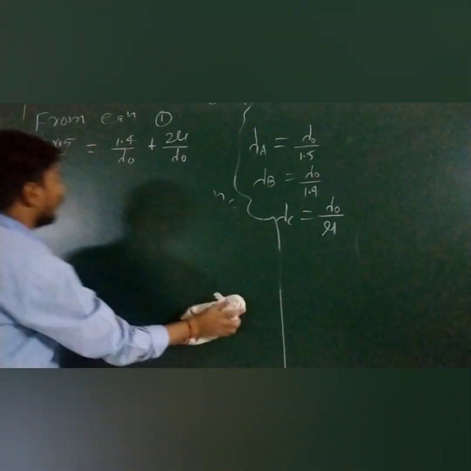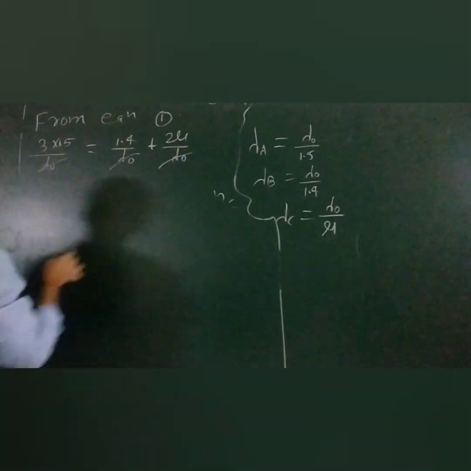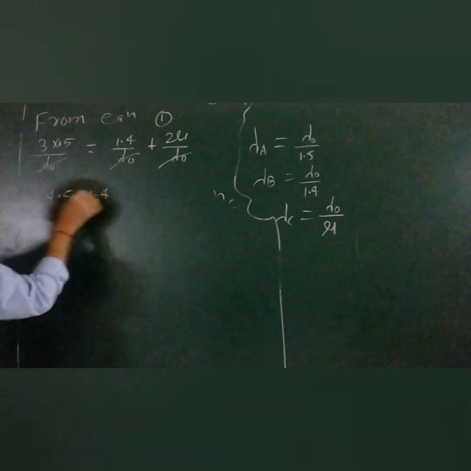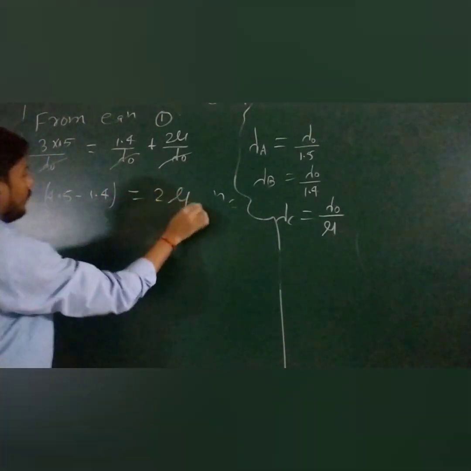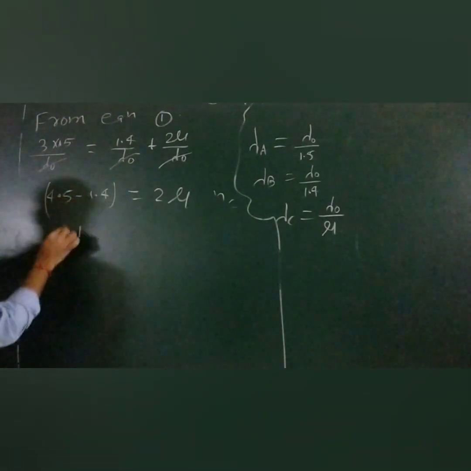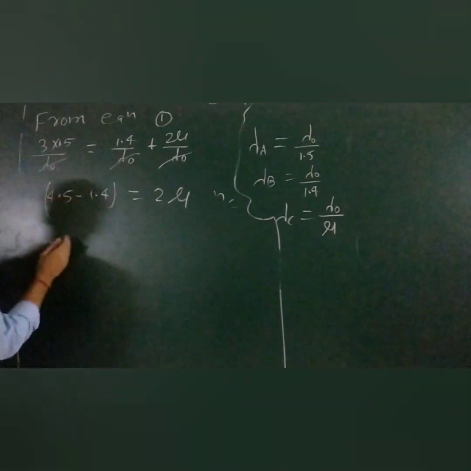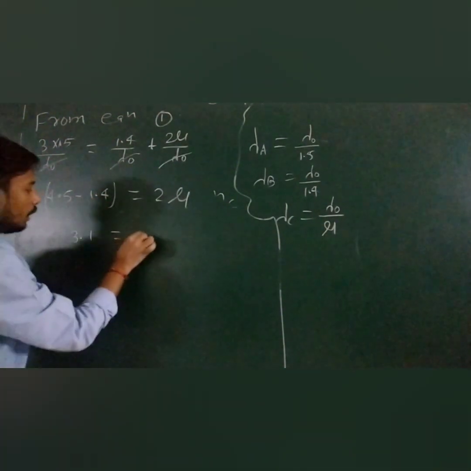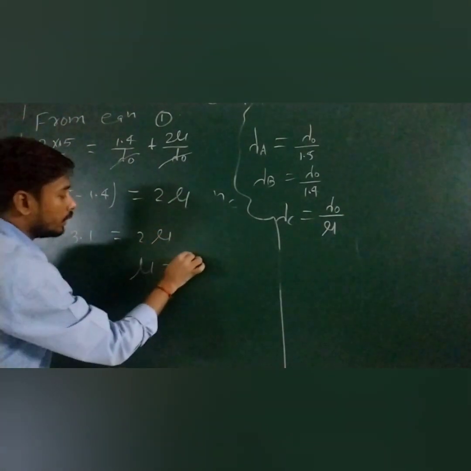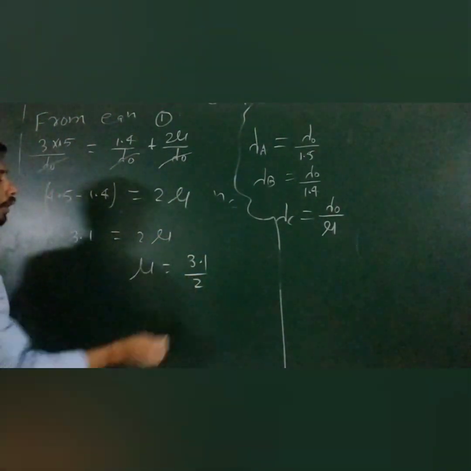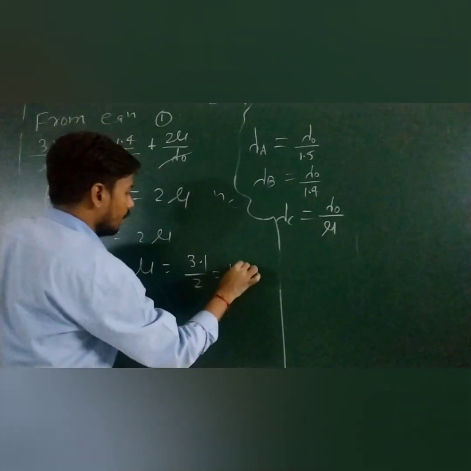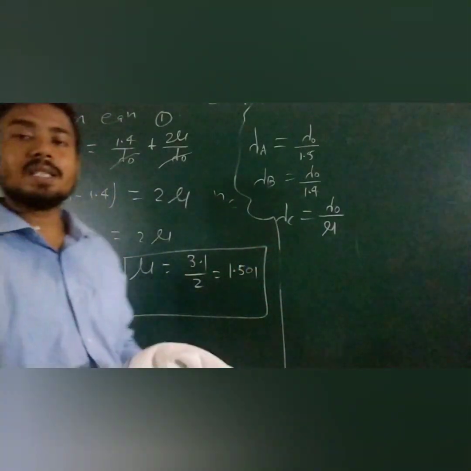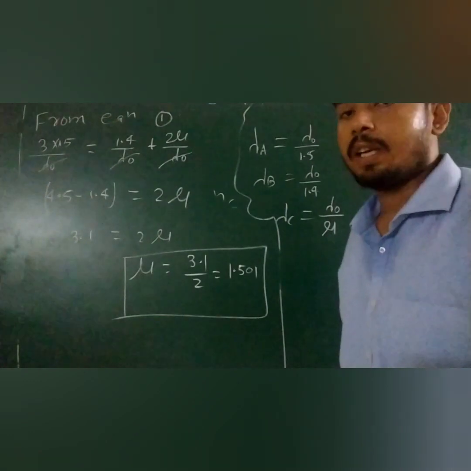My dear students, you can solve this one. So this becomes 4.5 minus 1.4 is equal to 2 mu. Now solve this one: 4.5 minus 1.4 is 3.1, which is equal to 2 mu. So mu is equal to 3.1 by 2, or you can simply say about 1.55. So this is the method to find an unknown refractive index.